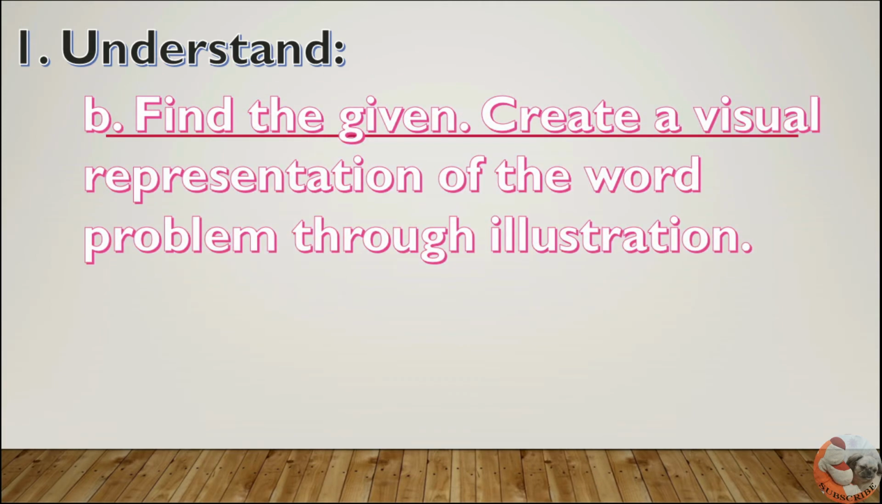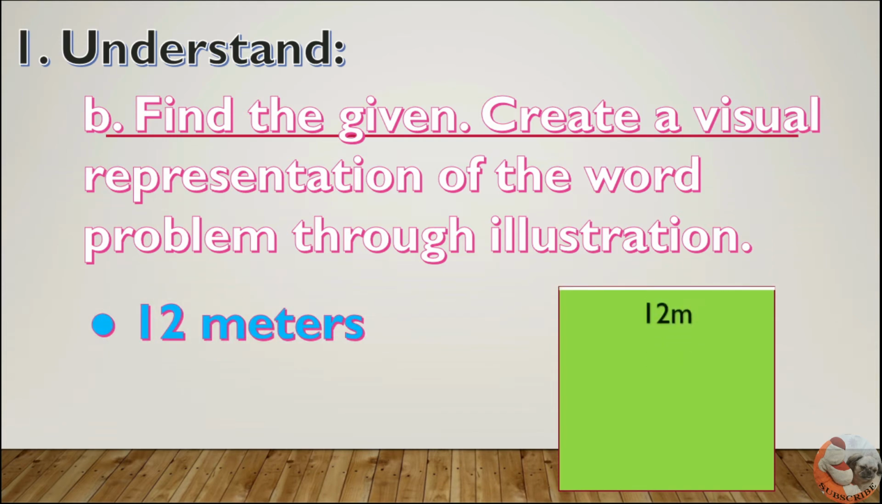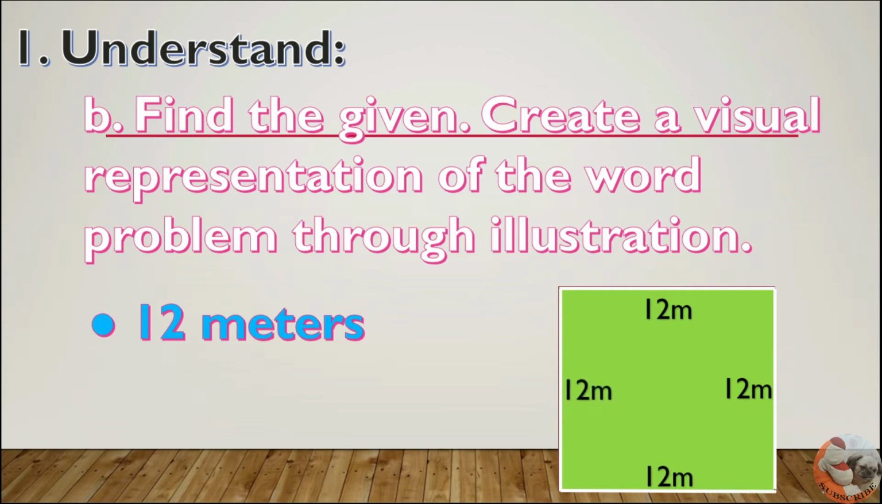Find the given. Create a visual representation of the word problem through illustration. Given a square lot with one side equals 12 meters. Since this is a square, all sides have the same length, which is 12 meters.